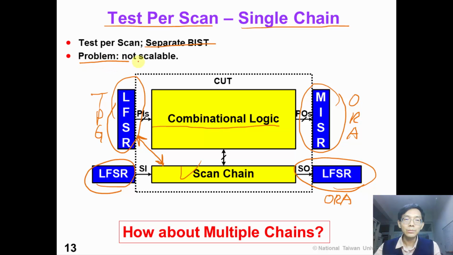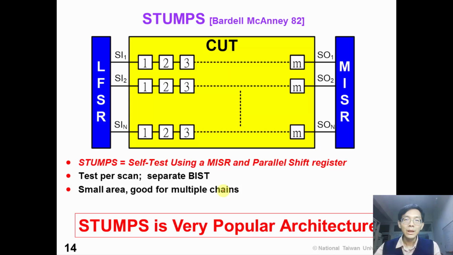However, there is only one small problem about this architecture. It is not a scalable architecture. In practice, we have many scan chains. So how are we going to deal with a CUT with many scan chains? In 1982, Dr. Bardell and McAnney proposed the STUMPS architecture. The full name of STUMPS is self-test using a MISR and a parallel shift register. In the STUMPS architecture, we use one LFSR that feeds many scan chains.